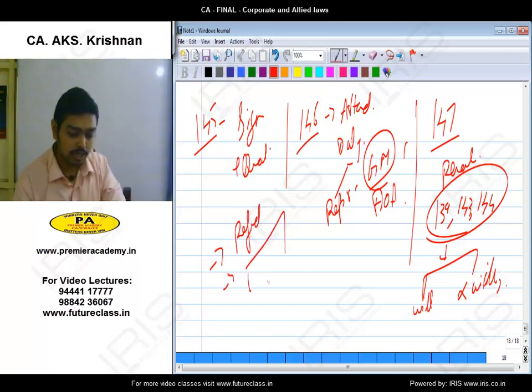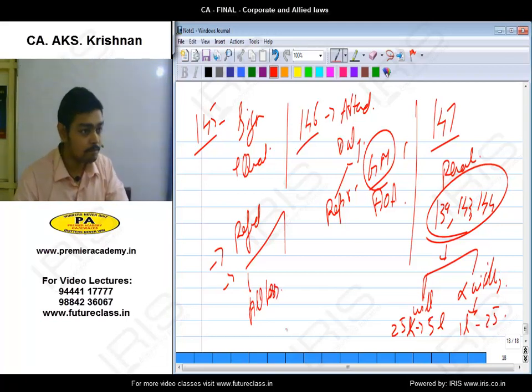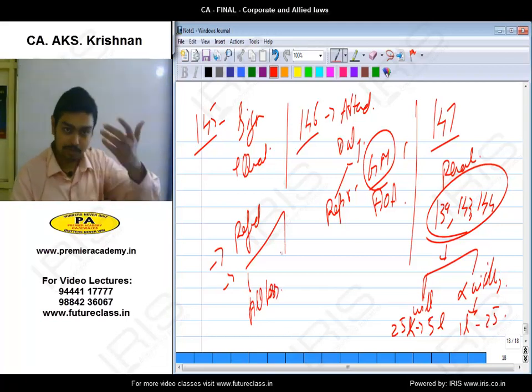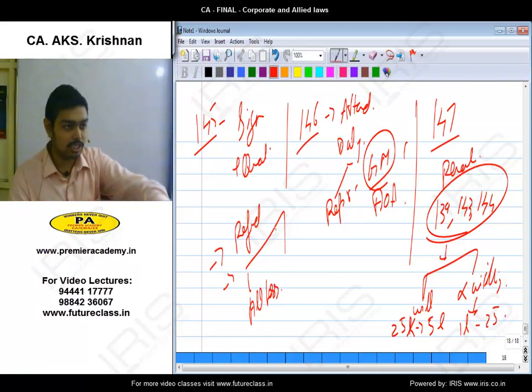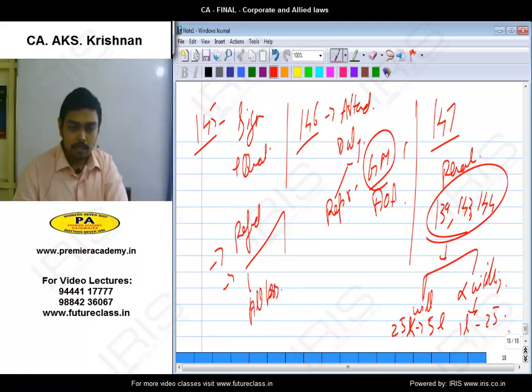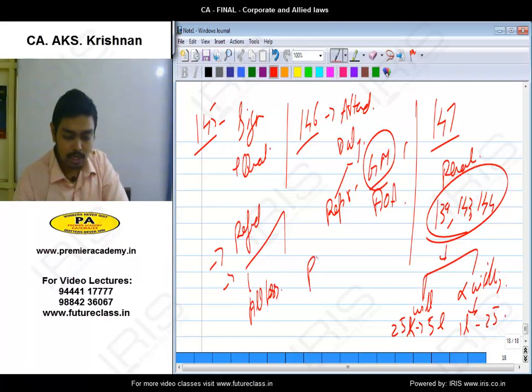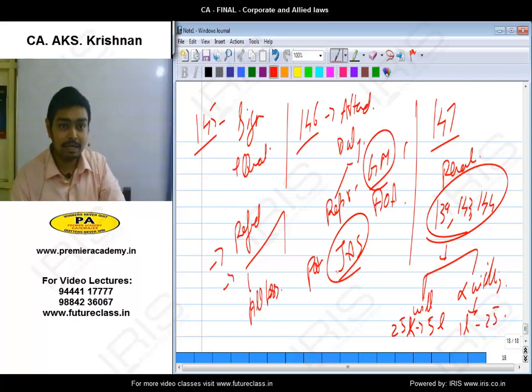Then there are two things. Willful means like what? 25,000 to 1 lakh, 25,000 to 5 lakhs, 1 lakh to 25 lakhs. And he will be liable for all the losses suffered. Anyone who suffered a loss because of your statement, you will be giving back to them. Partners have joint and several liability. Then for criminal liability, offences and all, only the concerned partners will be liable.